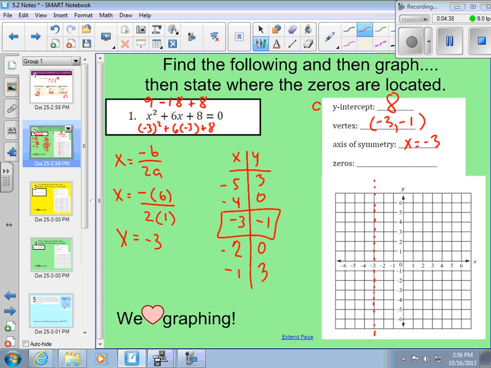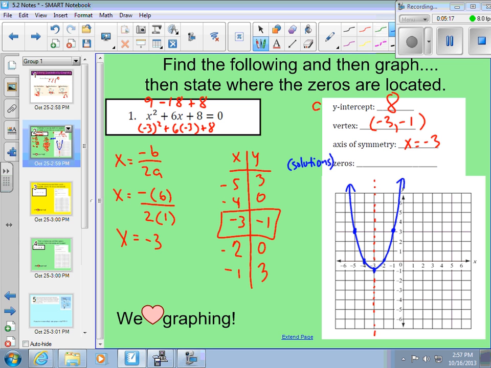So now we got some points over here we could graph out and see what our parabola looks like. So negative 5, 3 is there, negative 4, 0 is here, negative 3, negative 1, there's our vertex, negative 2, 0, and negative 1, 3, and that is our parabola. Now, we want to also answer on this one. This is kind of new, something we didn't do yesterday. What are the zeros? Remember, zeros means the same as solutions.